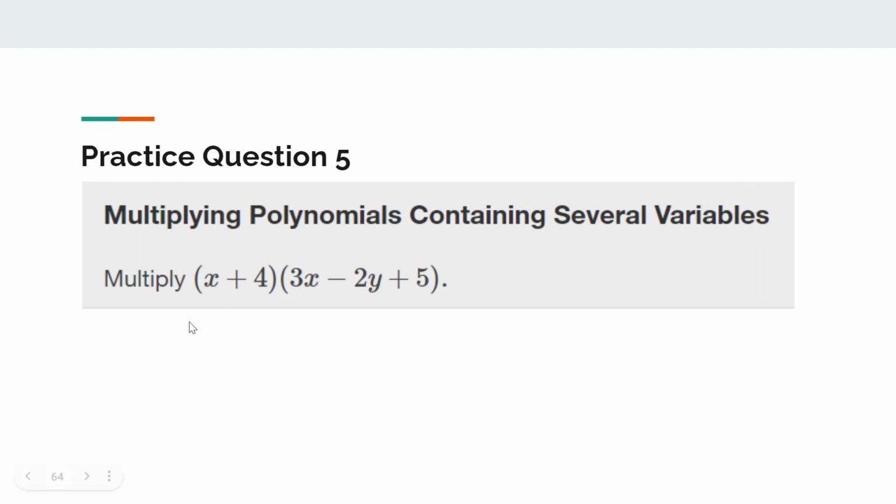So multiply this, it's just polynomials. So x plus 4 times 3x minus 2y plus 5. I'll give you guys 50 seconds to work on this since it's harder. So starting from now.